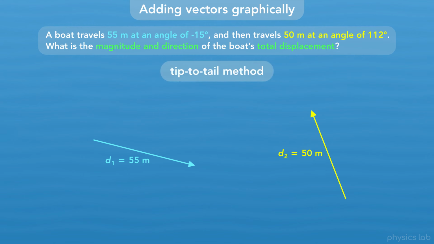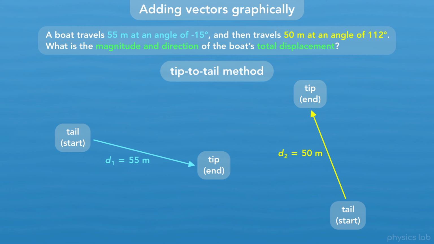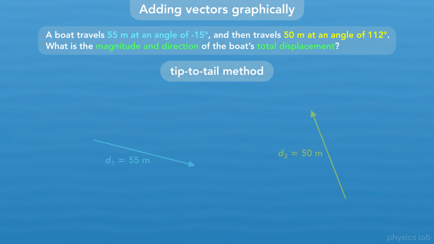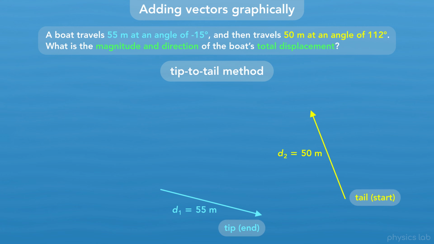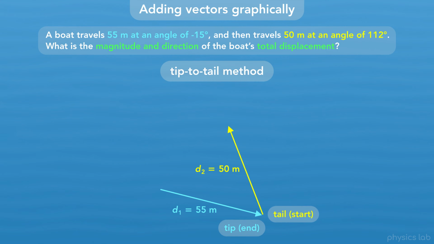We use what's called the tip-to-tail method. The tail of a vector is the starting point, and the tip is the end point, or the tip of the arrow. A vector points from its tail to its tip, and if we imagine the object moving along the displacement vector, the object starts at the tail and ends at the tip. Using the tip-to-tail method, we draw the first vector, then we place the tail of the second vector at the tip of the first vector. So the second vector starts where the first vector ends.